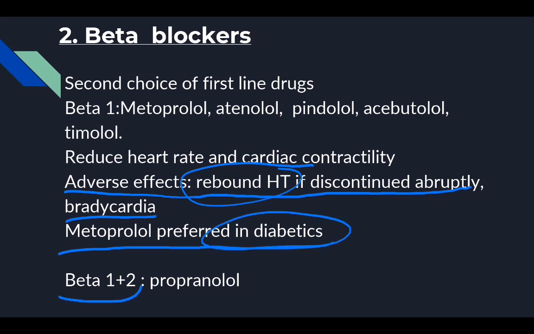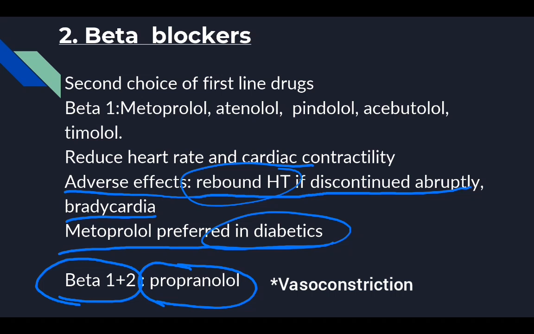There are beta 1 plus beta 2 non-selective blockers like propranolol. It is not used because it causes vasoconstriction in skeletal muscles, which causes fatigability, but it is used in headache.